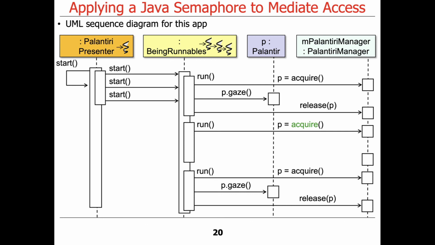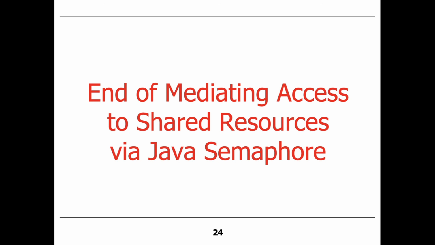There are situations, of course, where we don't care about fairness, but in this case, we're trying to be fair. We're trying to give each being an equal shot. And when it's its turn, it's its turn. So this guy can then go ahead and run. He can gaze. And when he's done, he'll release the Palantir as well, and then other Palantir can be acquired and gazed at by other threads. That is a walkthrough of the steps involved concurrently and what's happening under the hood. So that's the end of the overview of mediating access to shared resources using a Java semaphore.